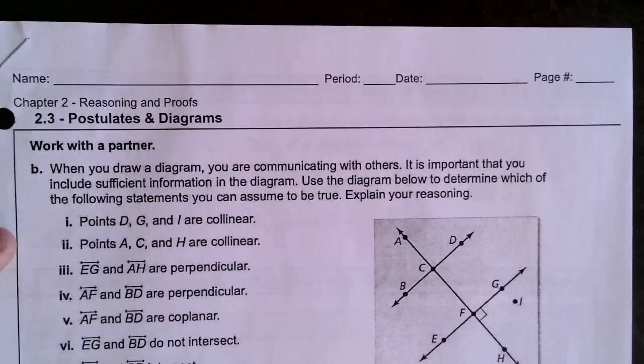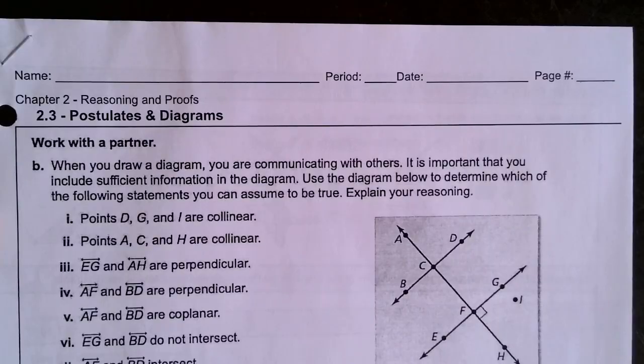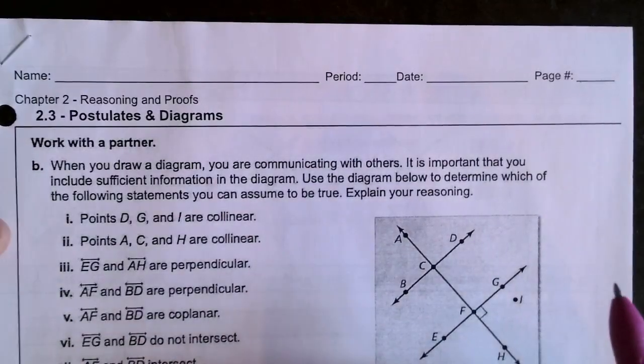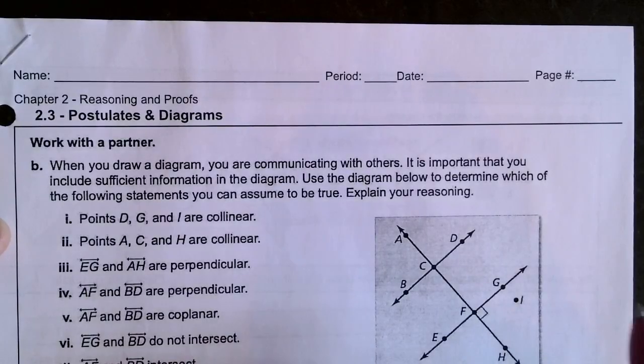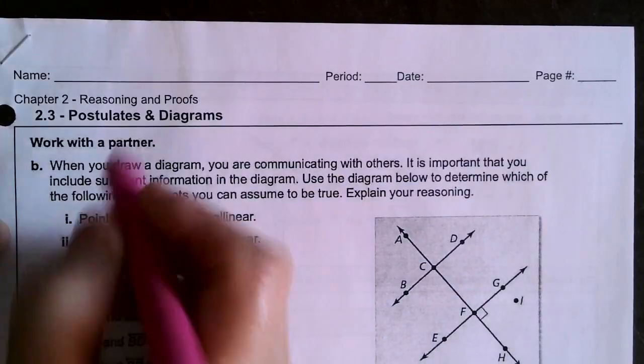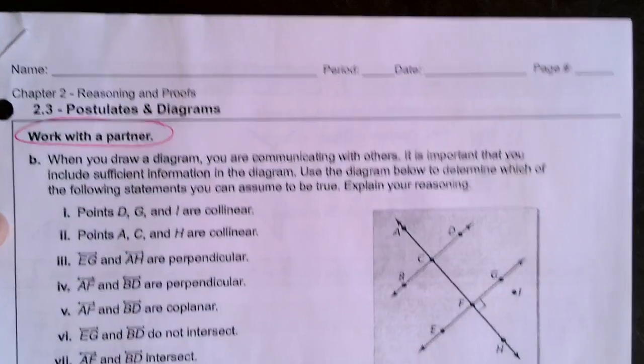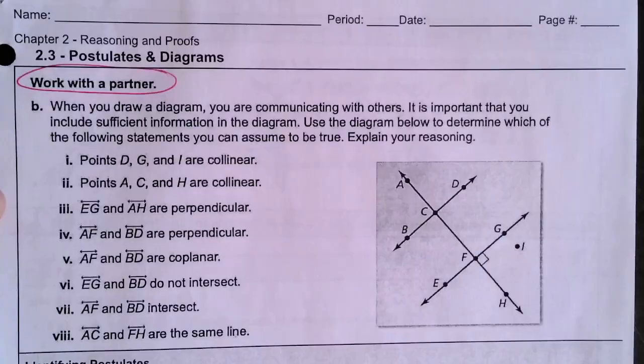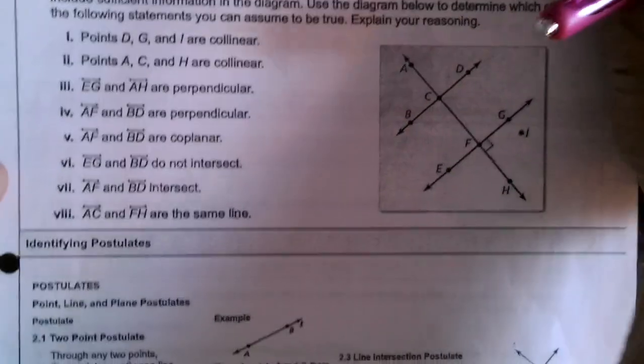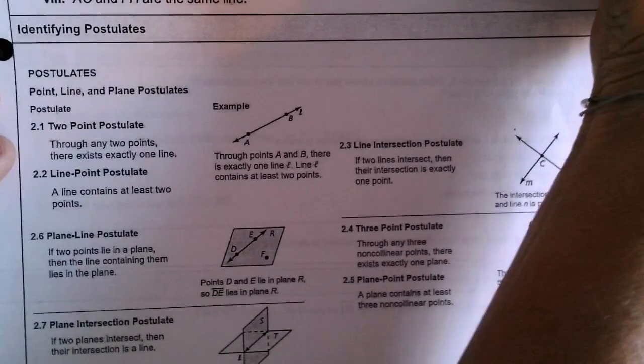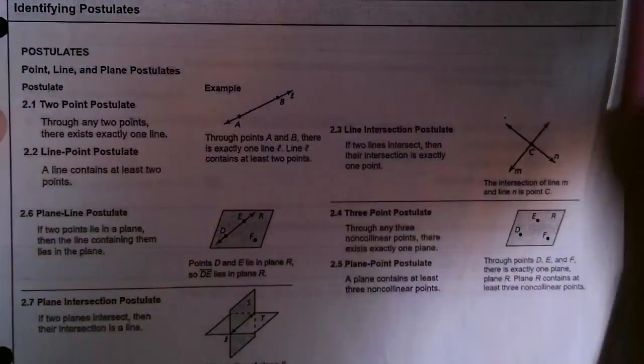All right, this is section 2.3, postulates and diagrams. The learning target here is I can interpret and sketch graphs. We're going to leave this section for you to work with a partner when we get back to class. Let's go ahead and talk about some of these postulates that are important.